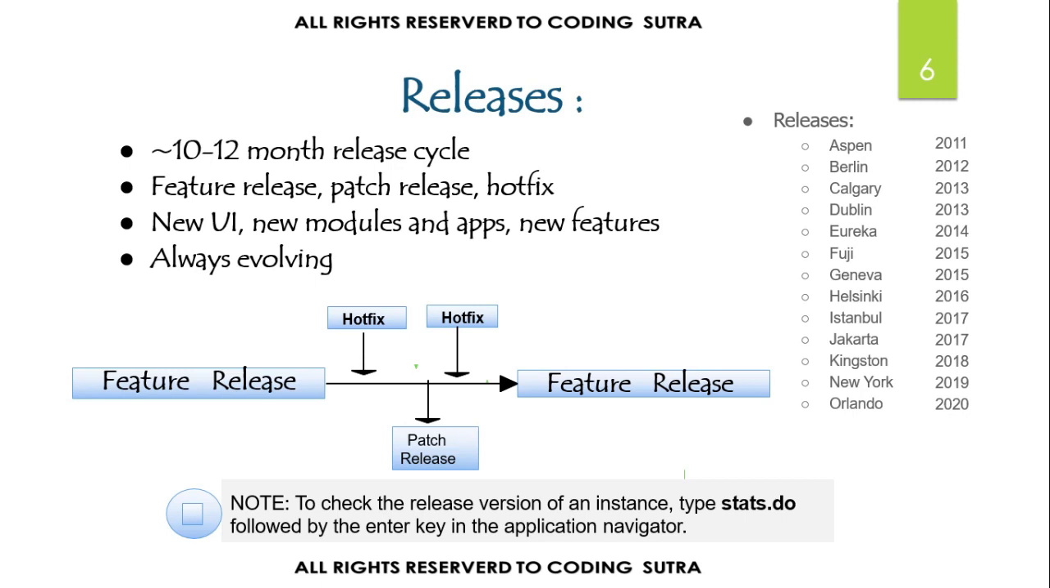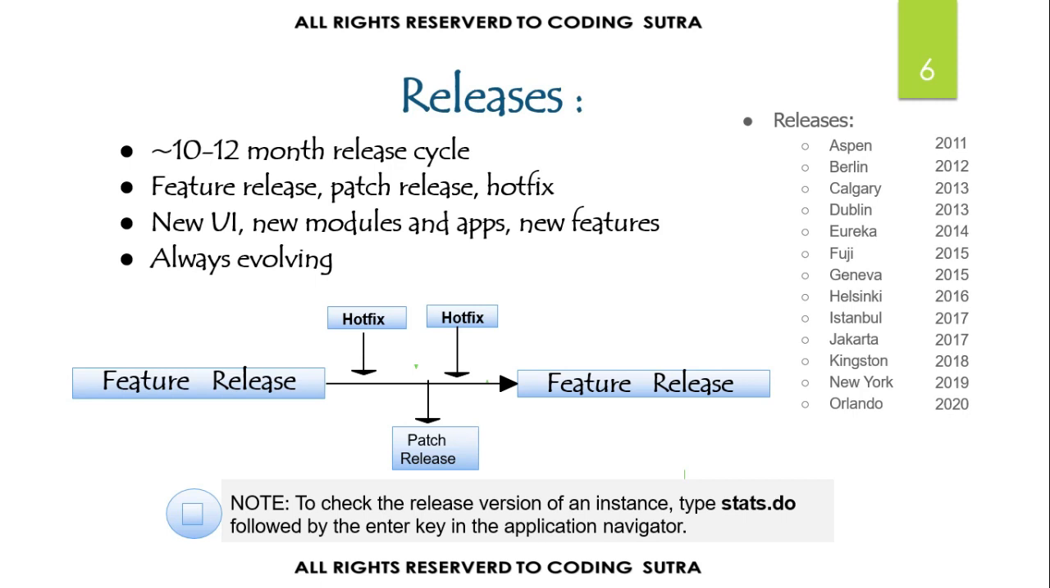Releases consist of three things: feature releases, patch releases, and hot fixes. Feature releases are a group of all the new features. Patch releases are nothing but a collection of problems which were fixed earlier. Hot fixes are nothing but a fix to a specific problem. The important thing to note here is a patch release may contain many hot fixes.